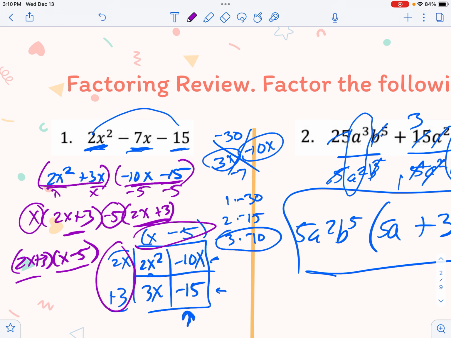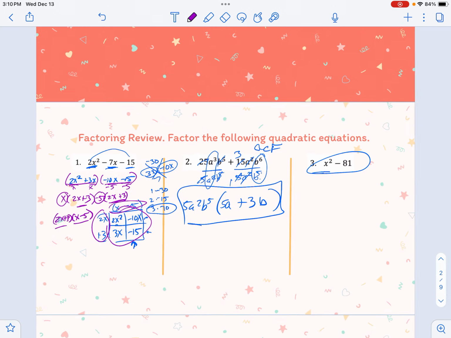So I don't care if you do grouping or box method. I'm going to do mostly grouping. When I'm doing grouping, you can do box method on the side. Either or.